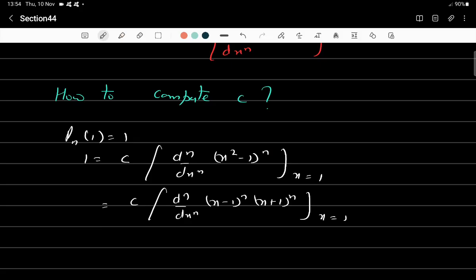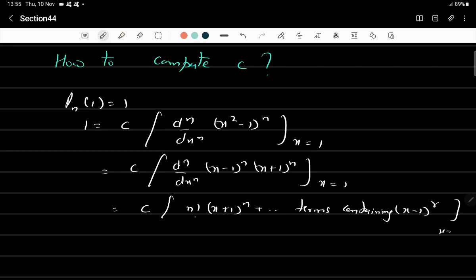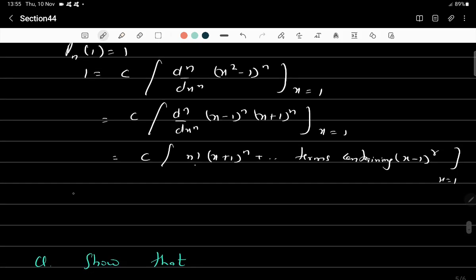If you differentiate one time, you have n(x − 1)^(n−1), 2 times n(n − 1)(x − 1)^(n−2). The nth differentiation would give you n factorial. So there would be some term, n factorial (x + 1)^n, and the other terms containing (x − 1)^r vanish at x is equal to 1. It means if you substitute x is equal to 1, then C n factorial and 2^n, that gives you C is equal to 1 by 2^n n factorial.